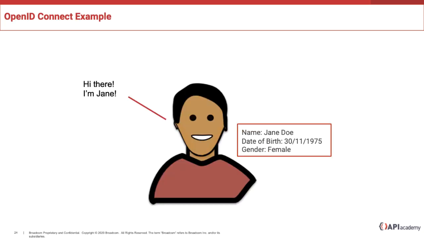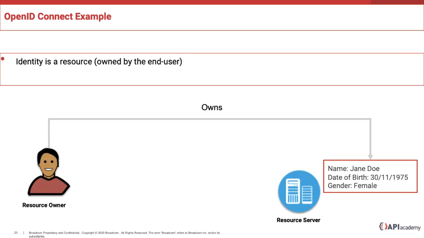The other half is authentication. Recall that identity is a collection of user information values. Meet Jane. Her full name, date of birth, and gender make up her identity. Jane is also the resource owner, or end user in our example. And recall that identity is treated as a resource that's owned by the end user. Jane's identity is stored in the resource server. Her identity information belongs to her and her only.